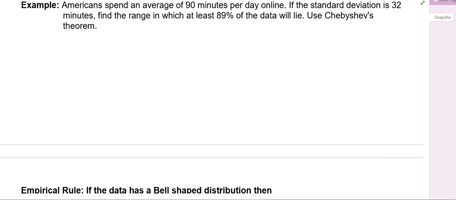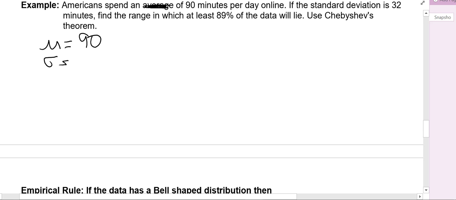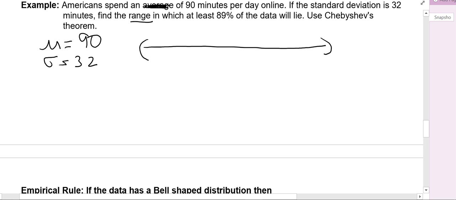So here I go. All right, on average, again, we're getting rid of this word average, and we're going to work only with the word mean. So we're told that the mean number of minutes a person spends online is 90. The standard deviation is 32. I want to find a range. In other words, I want to find an interval that contains 89% of my data, or at least that much.